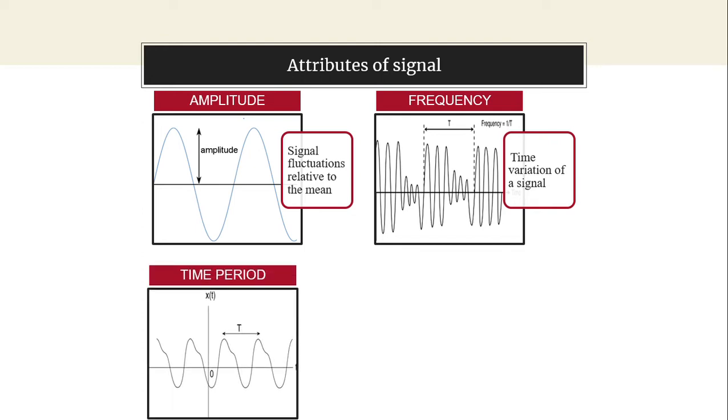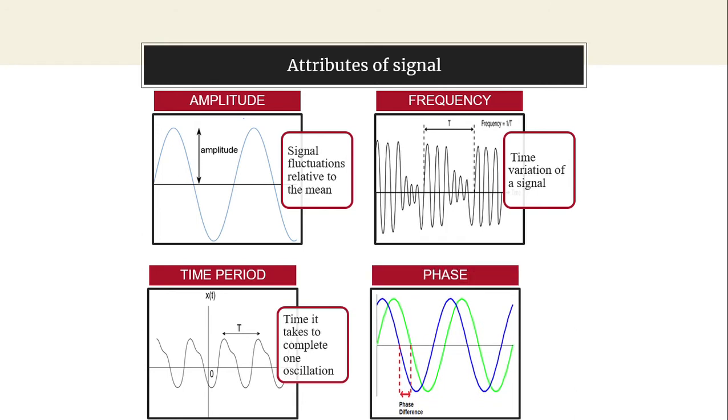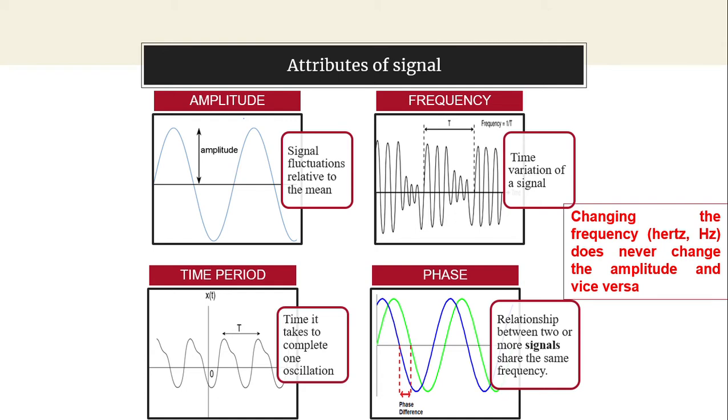Third is time period. The time required for completing one oscillation of the signal is termed the time period. And the fourth factor is phase. That is basically the relationship between two similar signals having the same amplitude and the same frequency, but lagging or leading according to their phase. So these are the basic attributes used to define the signal completely. Remember, any change in frequency never changes the amplitude of the signal, and any change in amplitude has no effect on the frequency. They are completely independent of each other.